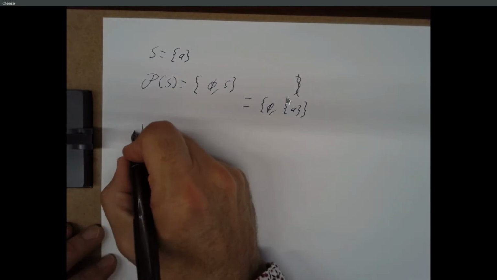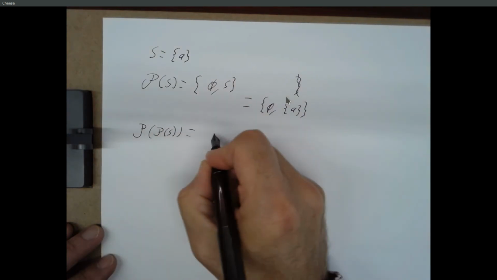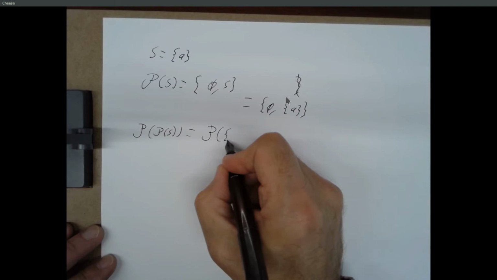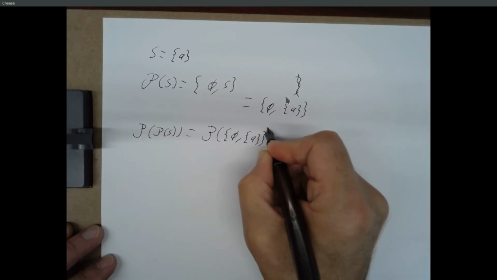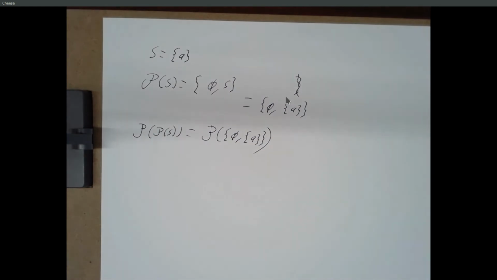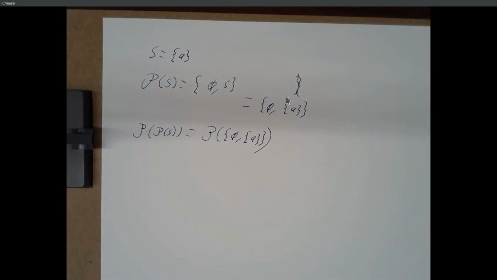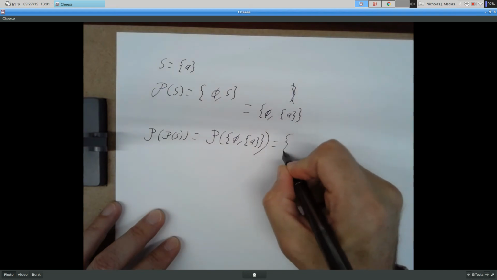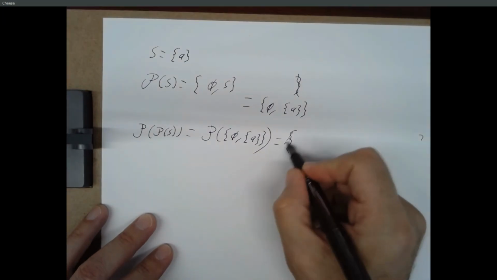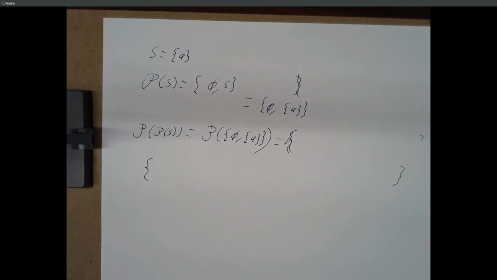Okay, and the power set of the power set, that's the power set of this thing. And I'm just plugging in here. I'm playing a computer, right? Instead of S, I'm just plugging in what S is equal to, which is this set of 2 elements. And so that's going to be a set. I'll put it on a new line. That's going to be a set containing 4 things.